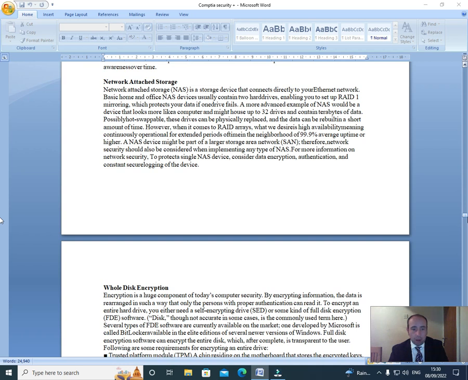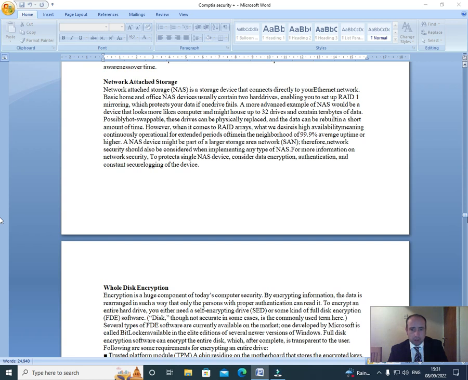Network attached storage. Network attached storage (NAS) is a storage device that connects directly to your Ethernet network. Basic home and office NAS devices usually contain 2 hard drives, enabling you to set up RAID 1 mirroring, which protects your data if one drive fails. A more advanced example of NAS will be a device that looks more like a computer and might house up to 32 drives and contain terabytes of data. Possibly hot swappable, these drives can be physically replaced and the data can be rebuilt in a short amount of time.